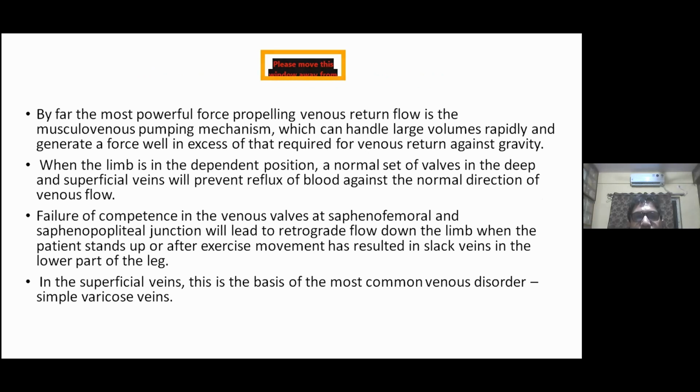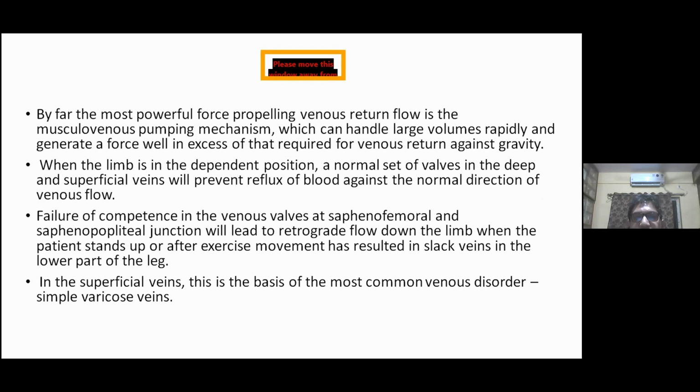By far the most powerful force propelling venous return flow is the musculovenous pumping mechanism, which can handle large volumes rapidly and generate a force well in excess of that required for venous return against gravity. When the leg is in the dependent position, a normal set of valves in the deep and superficial veins will prevent reflux of blood against the normal direction of venous flow.